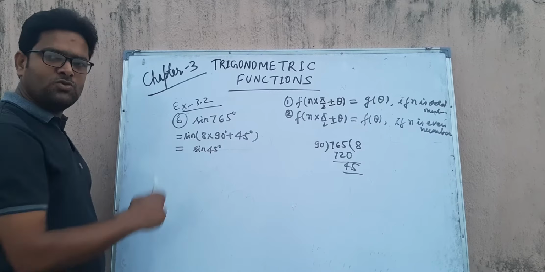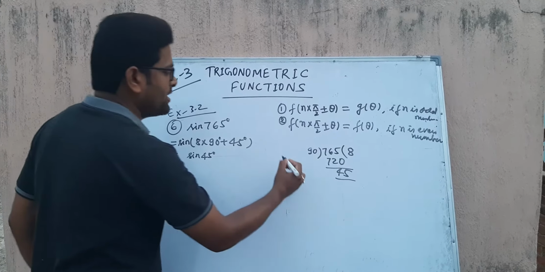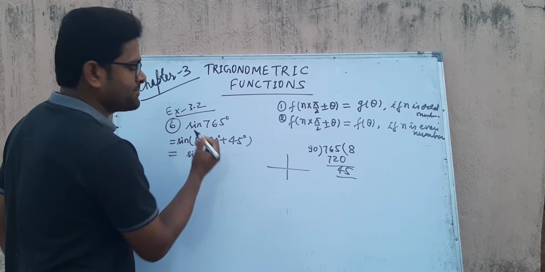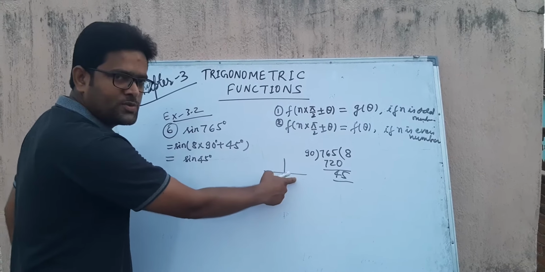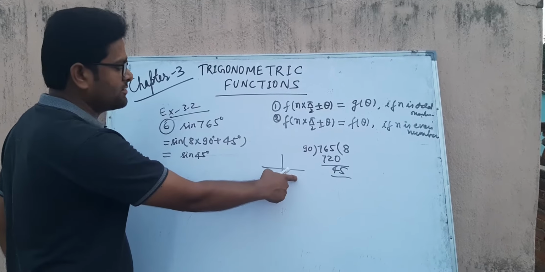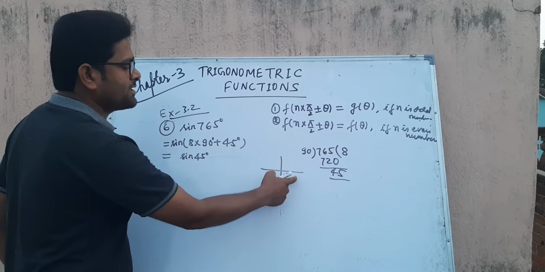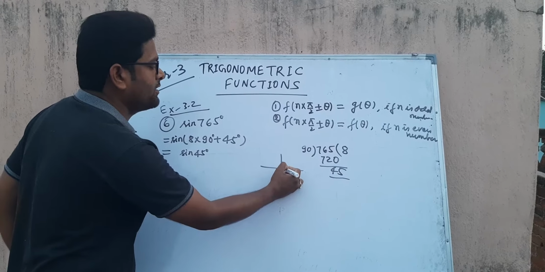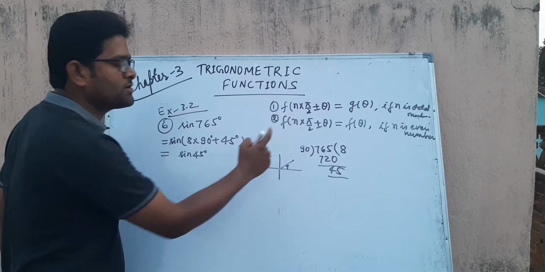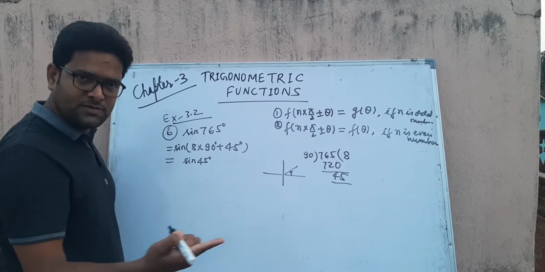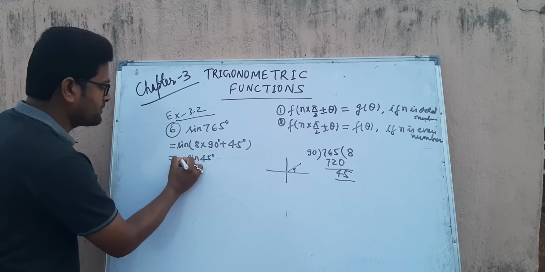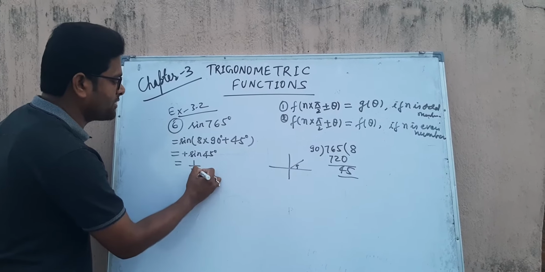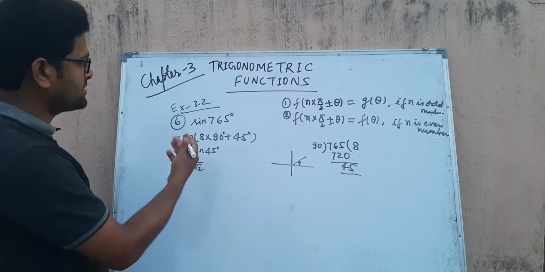Now what sign should be given, positive or negative? So we have to decide the quadrant. How will we see the quadrant? See, 1, 2, 3, 4 times we will reach here, so 8 times again we will reach here. So 8 times 90 degrees means we are again in the fourth quadrant. Plus 45 means here we are in the first quadrant. In the first quadrant all are positive, so sine will also be positive. Sine 45 degrees, you know the value is 1 by root 2. So this is the result.